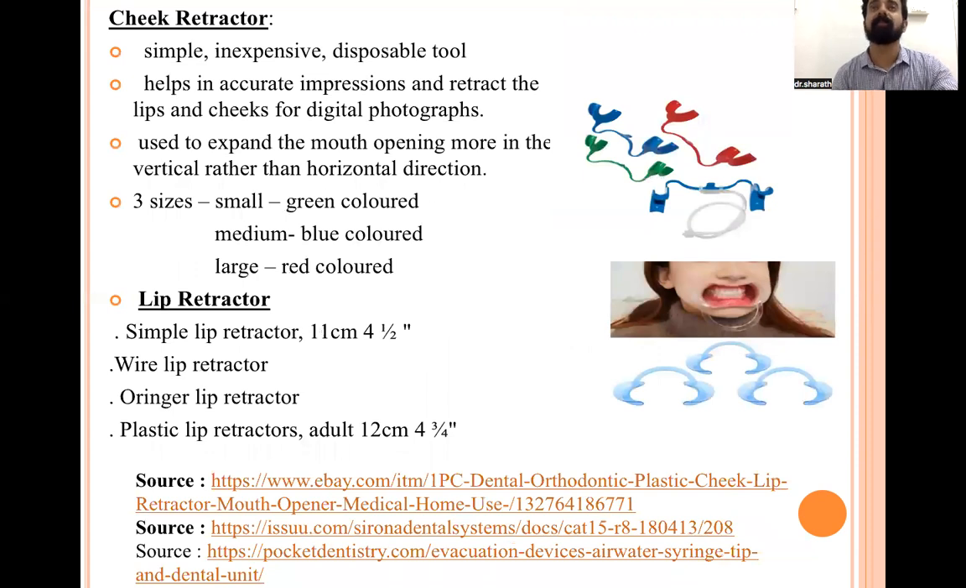A cheek retractor is an indispensable part of the armamentarium, which is simple, inexpensive, and disposable as well. It helps in accurate impressions and retracts the lips and the cheeks for digital photographies for a better access and visibility. It is used to expand the mouth opening more in the vertical rather than the horizontal direction, which is available in 3 sizes, small, medium, and large, which is color-coded. Again, we have the lip retractor, which is a simple, small device which helps in retracting the lips.